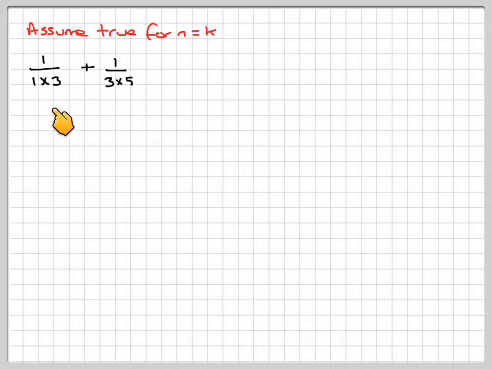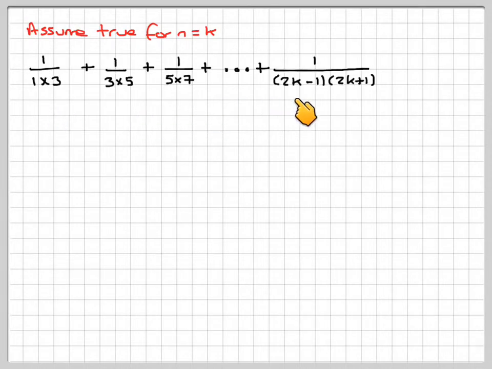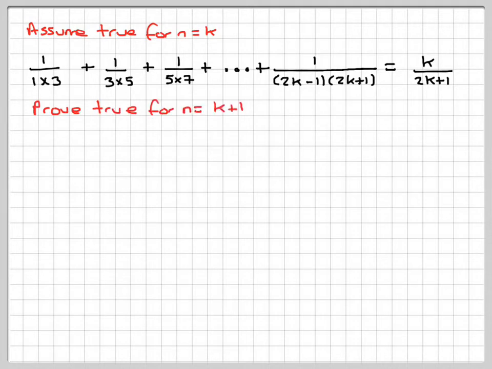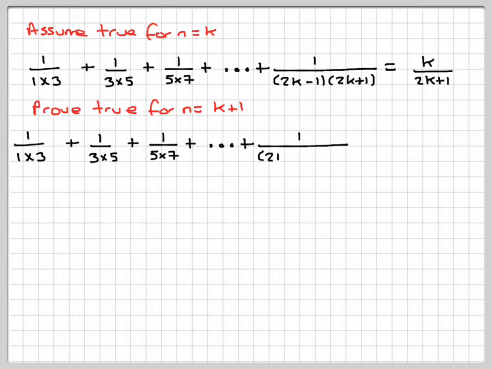So our proposition: 1 over 1 times 3, 1 over 3 times 5, 1 over 5 times 7, plus up to 1 over (2k minus 1)(2k plus 1) will be equal to k over 2k plus 1. So we now prove true for n equals k plus 1 by adding the k plus 1 term to both sides of this.